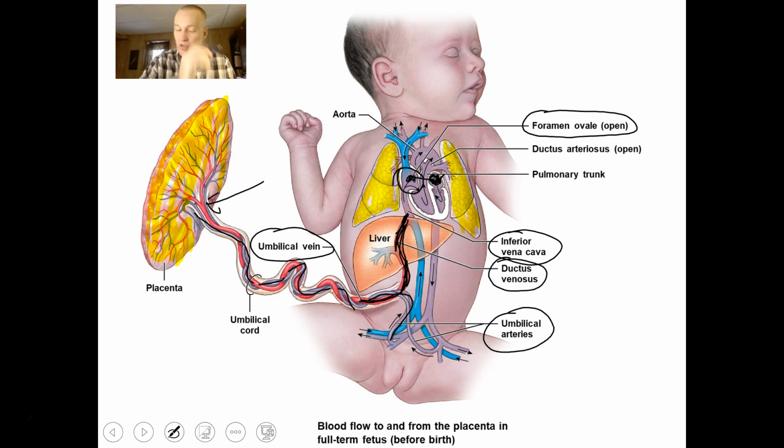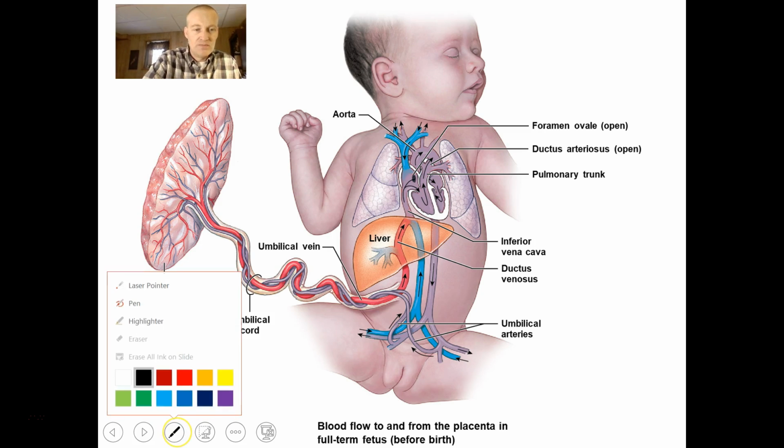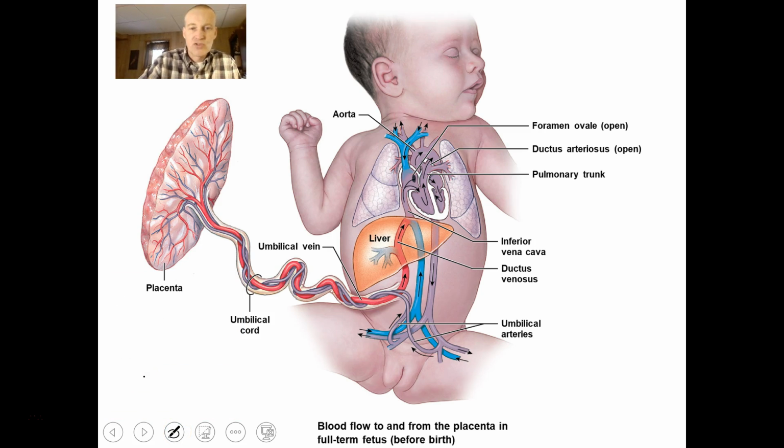Another adaptation in fetal circulation is that if blood does go to the right ventricle and is squirted through the pulmonary trunk, there is an additional hole called the ductus arteriosus that is open, and that allows blood to flow directly into the aorta.